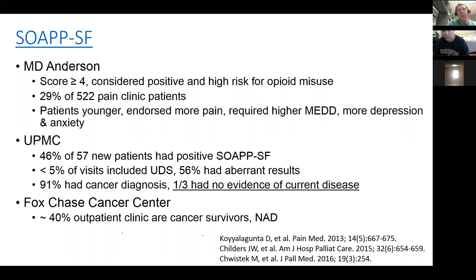And in fact, a survey done at the Fox Chase Cancer Center just recently reported that in 40% of their outpatient clinic, they're cancer survivors, again, with no active disease.